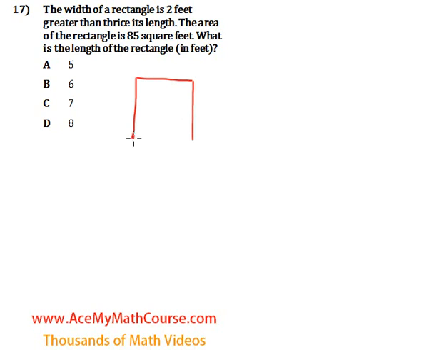Okay, so let's just draw a rectangle here. Let's say that this is the length and this is the width. And the width is 2 feet greater than thrice its length. So let's say that the length is L and the width is 3L plus 2, because the width is 2 feet greater than thrice the length. So 3 times the length. And we know that the area of the rectangle is 85 square feet.